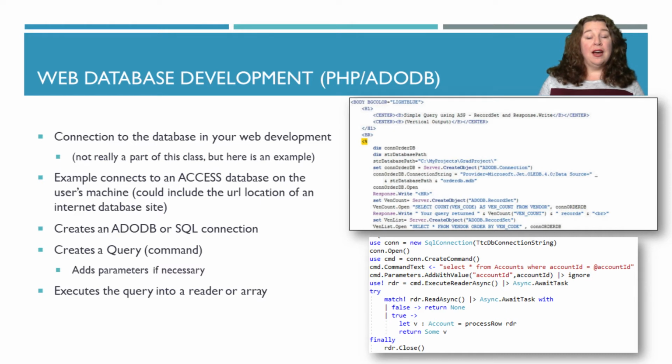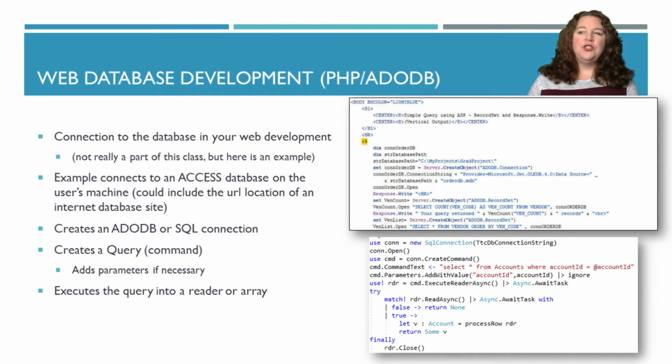So with the one on the top, we connect to an Access database on the user's machine. You can see that it has a connection object, and it has a string, which is my database path, which they have created. This is using, I think, VBScript. It might be using something like that to connect to the database. This is the one that came out of the textbook, I think.